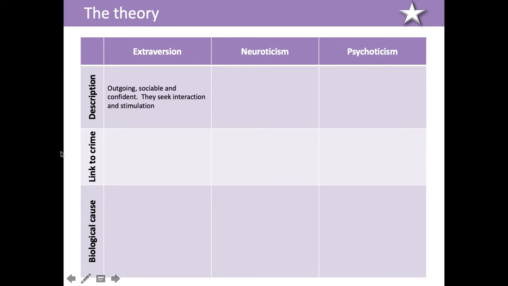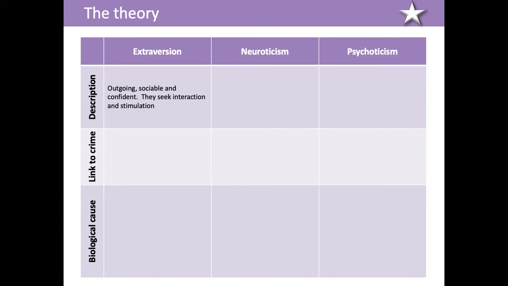So extroversion is a personality trait where people are outgoing, sociable, confident. They seek that interaction and that stimulation, and they do that through their social circles and through their choice of activities. So think about someone like Bruno Tonioli from Strictly Come Dancing. Loves being centre of attention, always wants to be at a party, doesn't want to sit in the corner and read a book. That is someone who is a perfect definition of an extrovert.